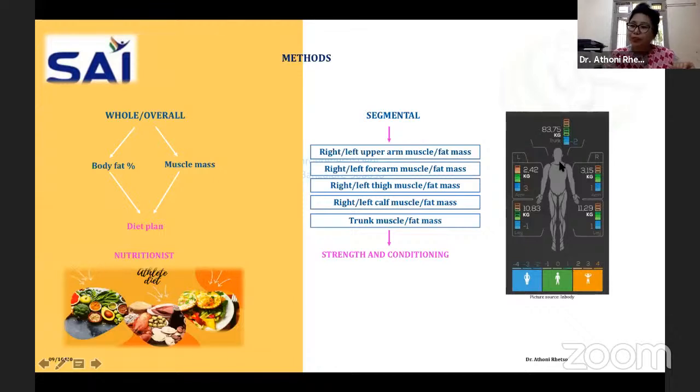The segmental mass is where you divide the body into two equal halves in the mid-sagittal plane. Now here you can see the left arm and the right arm. So it will take into consideration how much of fat and muscle mass is there in the right arm and also in the left. It will give a separate report.